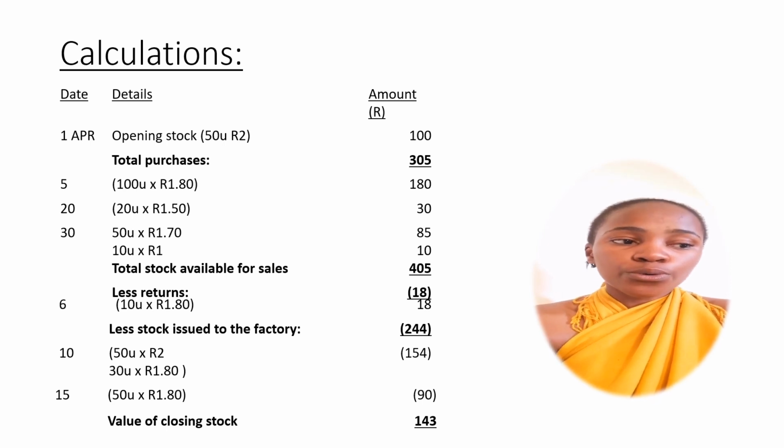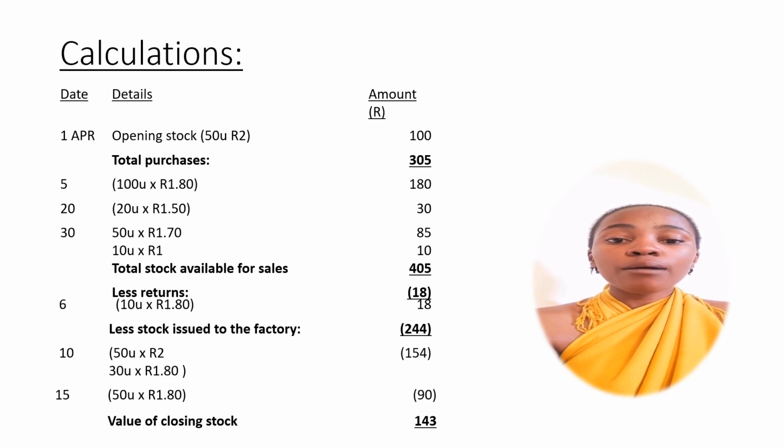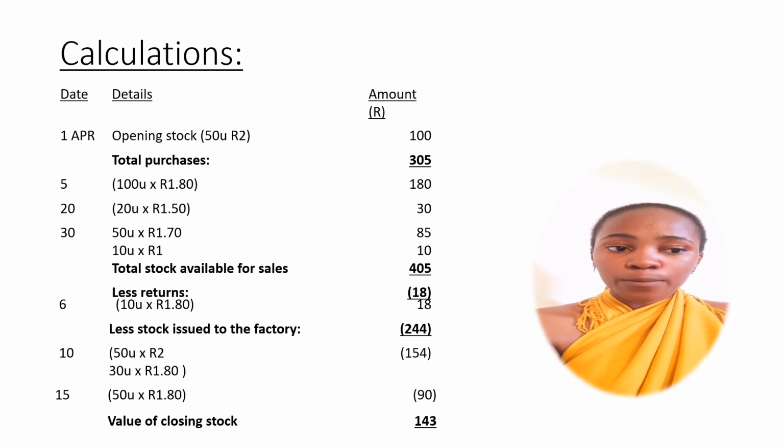This is how we go with our calculations. We're gonna first start with our opening stock on the 1st April. We're gonna say opening stock of 50 units multiplied by 2 Rand each, which gives us the value of 100 Rand. Now the second part of our calculations will be our purchases throughout the year.